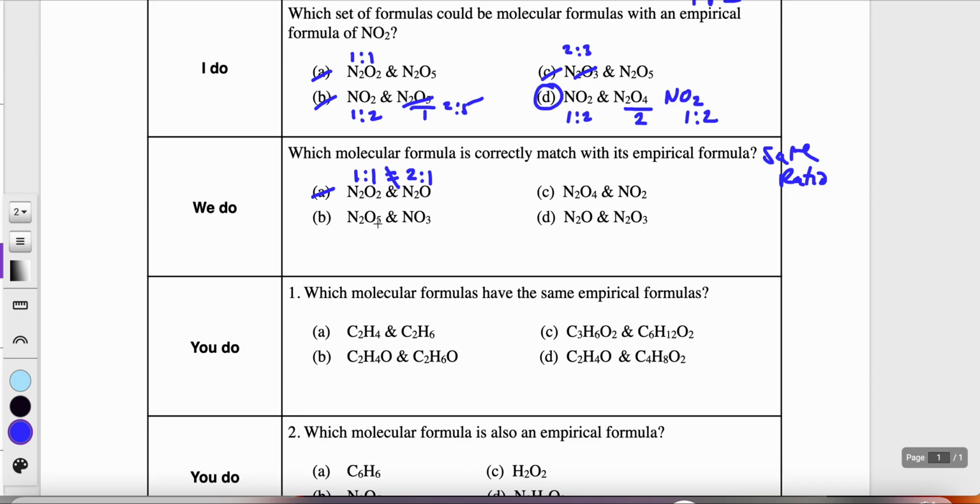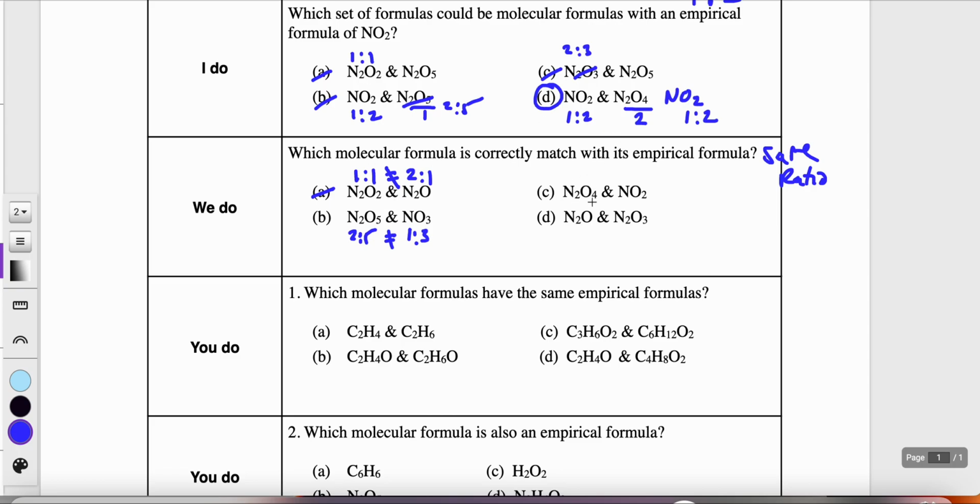Take a look. We have a 2 to 5. 2 is even, 5 is odd, and so they're only divisible by 1, so we have a 2 to 5. And take a look. We have another one which is a 1 to 3, and they're both odd, so they're only divisible by 1, so we have a 1 to 3 ratio. They are not the same.